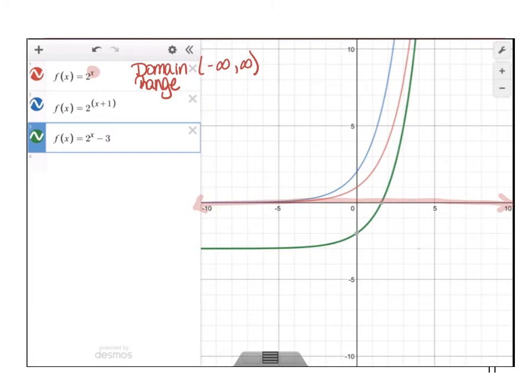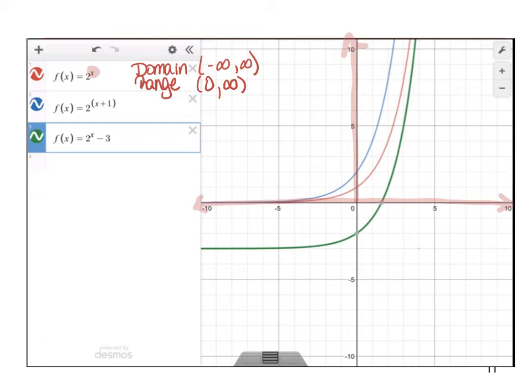And I want you to notice that my red function approaches 0, but it never, ever touches 0. So I am talking about this part. When I'm talking about range, I'm talking about my y values. I don't have any values down here for my range. I start at 0. Now 0 is not included because I never touch 0. And then I go up. So my range is 0 to infinity.